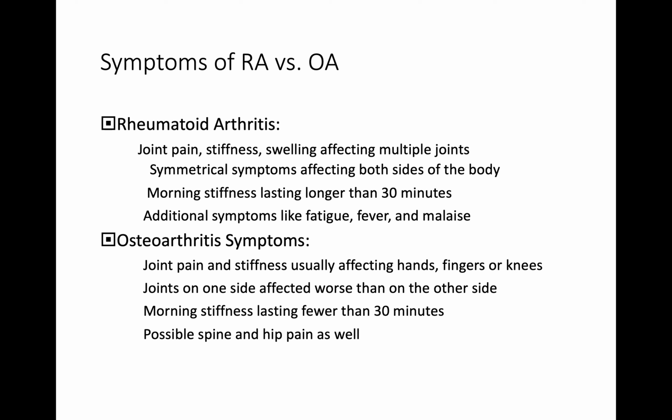Symptoms of RA versus OA. Again for rheumatoid: joint pain, stiffness, and swelling affecting multiple joints, symmetrical symptoms affecting both sides of the body, and morning stiffness lasting longer than 30 minutes. Additional symptoms will be like fatigue, fever, and malaise. Osteo is joint pain and stiffness, usually affecting hands, fingers, or knees. Joints on one side affected worse than the other, and sometimes not at all on the other side. Morning stiffness can last fewer than 30 minutes, and possible spine and hip pain as well.